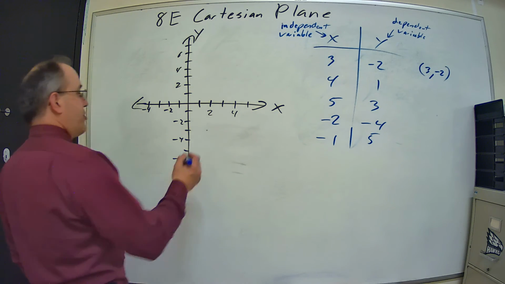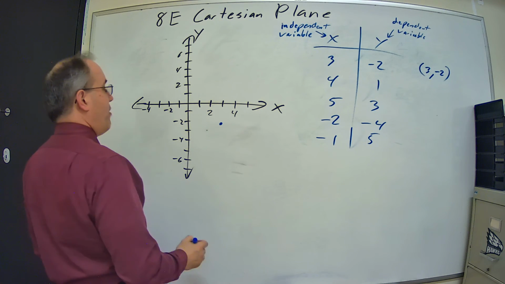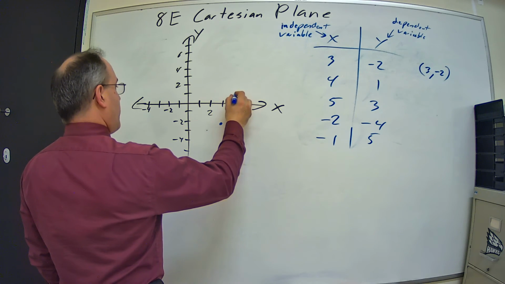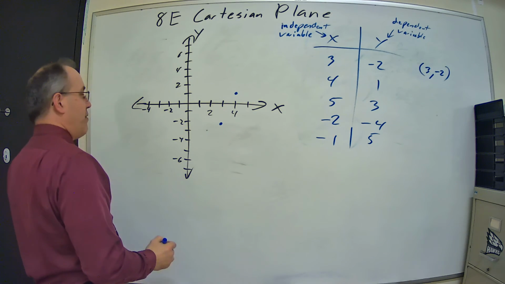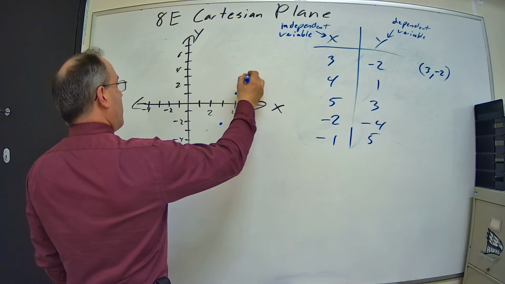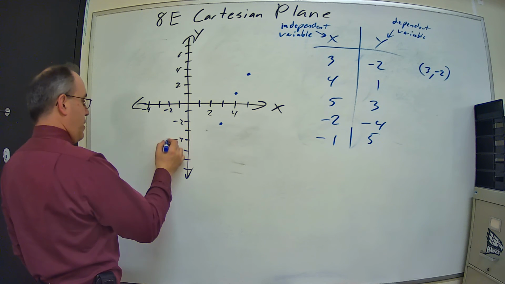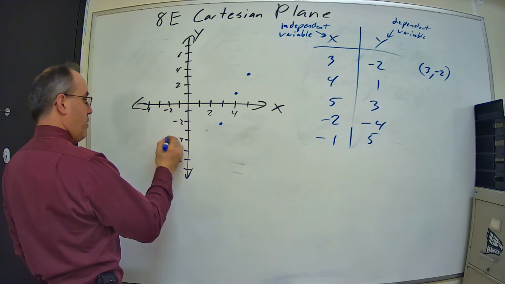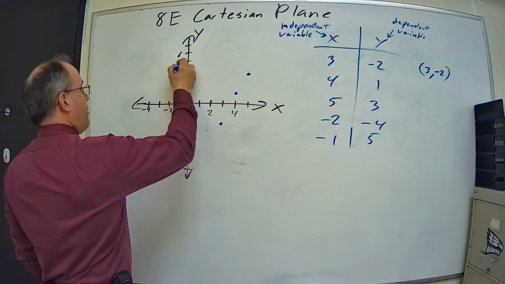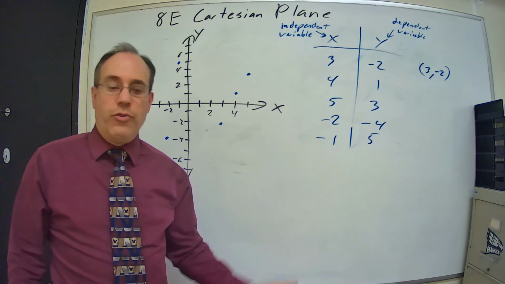So we have 3, -2. We have 4, 1. 5, 3. -2, -4, and -1, 5. And we have now plotted those points.